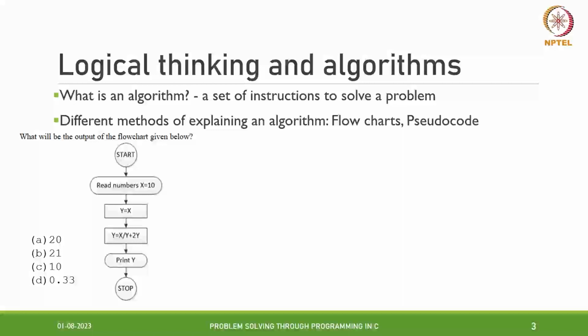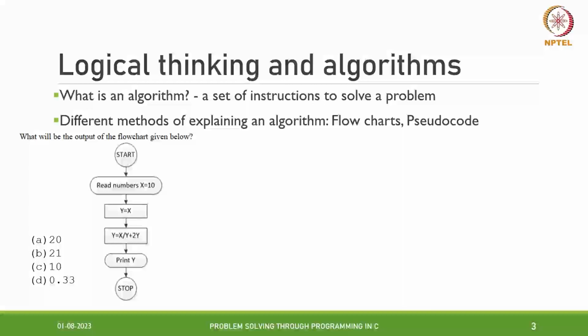Alright, now when we talk about logical thinking, a term naturally comes up in our mind, which is an algorithm. An algorithm sounds like a pretty high-tech term, right? But it's nothing. What is an algorithm? An algorithm is basically a set of instructions to solve the problem.